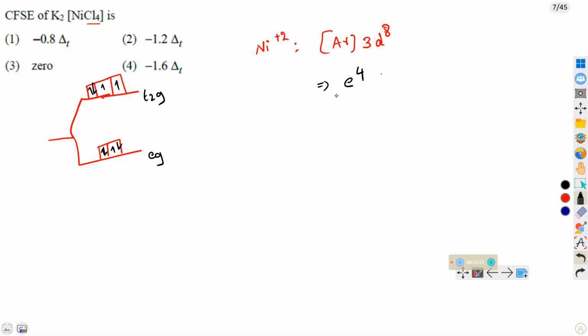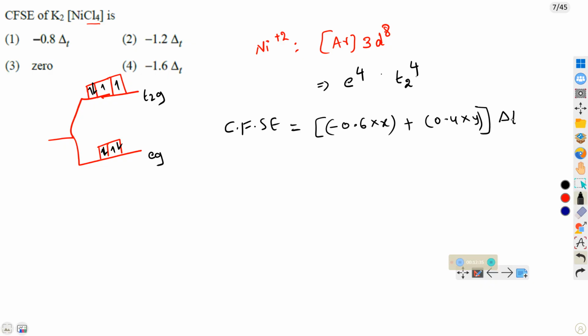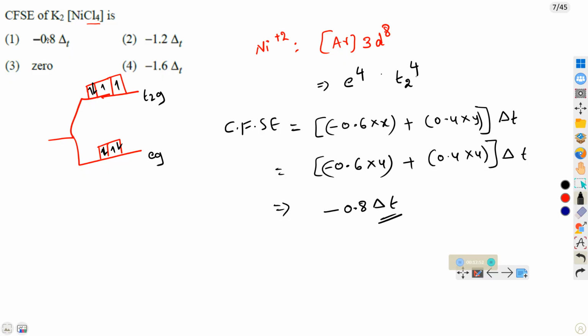e⁴ and t2⁴. Now crystal field splitting energy is equal to minus 0.6 into x plus 0.4 into y, Δt. Minus 0.6 into 4 plus 0.4 into 4 Δt. Simplify, then we will get minus 0.8 Δt. First option correct.